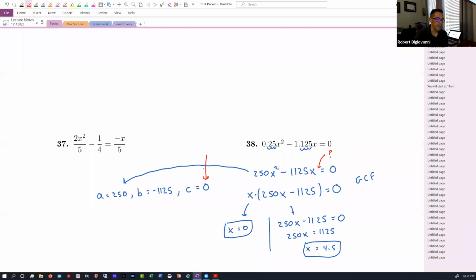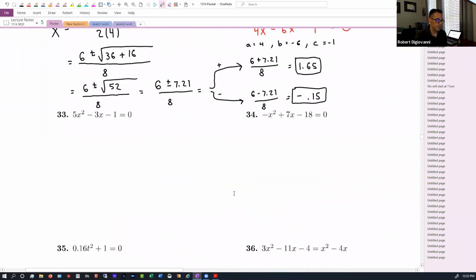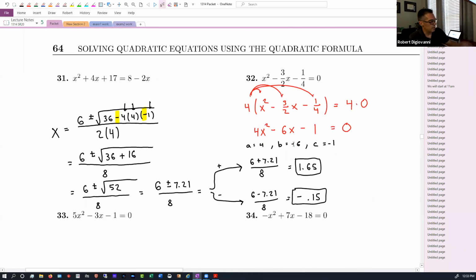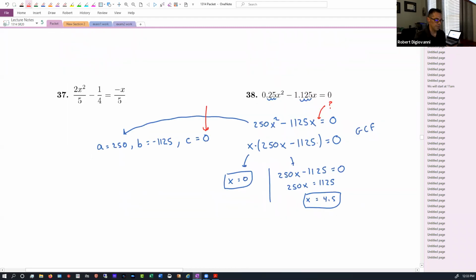That was the first example I've given you where that happens. So just notice the difference between that and the ones up here where we did have a C, right? We did have something there. It was a -1 up here. So if you're ever missing that C, you can just do factoring GCF.